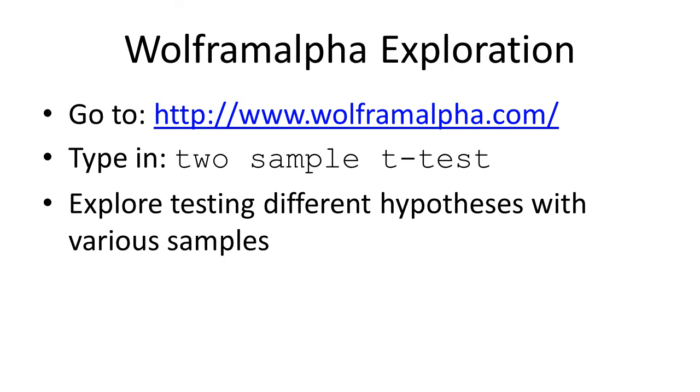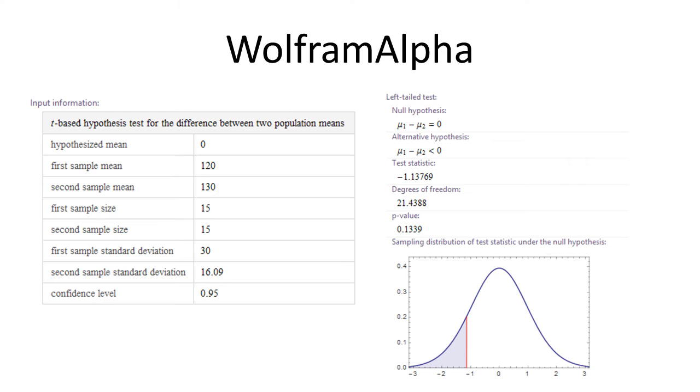You can actually go to Wolfram Alpha and explore this. If you go to Wolfram Alpha and type in two-sample t-test, you can explore putting in different values to see how that changes your test results. So this is just an image of that showing you basically, here's two sample means and their sample sizes and their standard deviation.